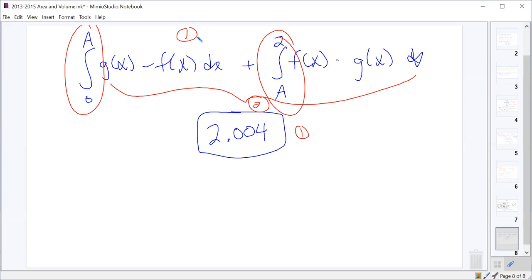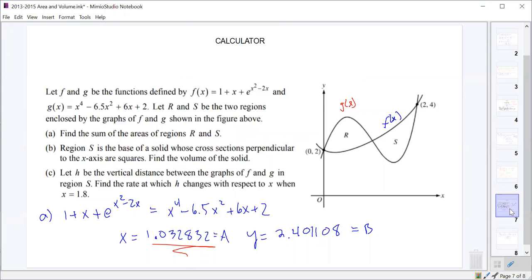Can you go back one page? Would you have to show that original 1 plus x plus e to the x squared minus 2x equals the whole other function and then show that x equaled that? Or, because I just plugged it in on my graphing calculator and I didn't write out the equation and then say x equals blank. I just plugged it into the limit of integration. Would that be an issue?